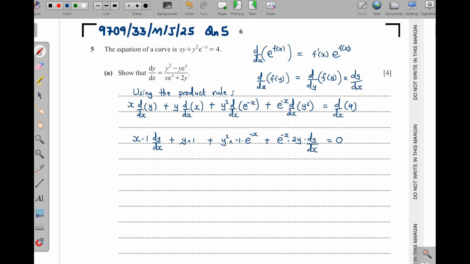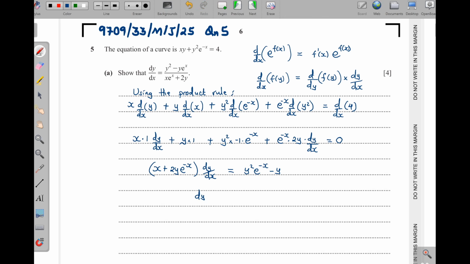Now, let us look at those terms that have got dy dx. We put them together. So we shall have an x here, and then there is a 2y e to the power of negative x. So I factorize out the dy dx. Then I can take these other ones to the other side. So this one, which is negative, when it crosses, it becomes a positive, right? So we shall have y squared e to the power of negative x. And then what else do we have? We have this one here. When it crosses, it becomes a minus.